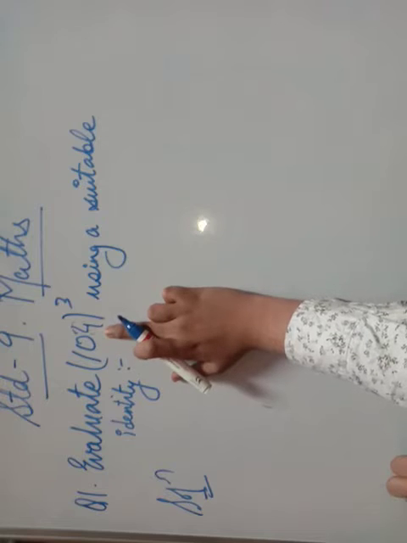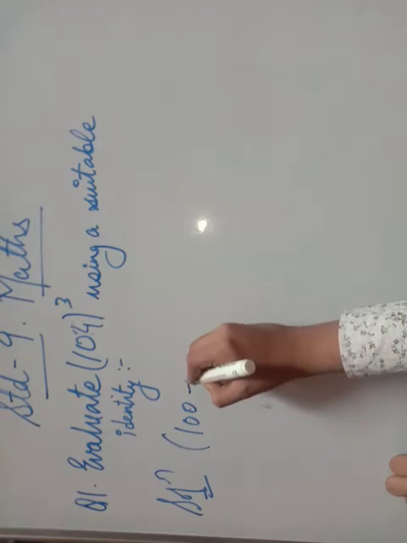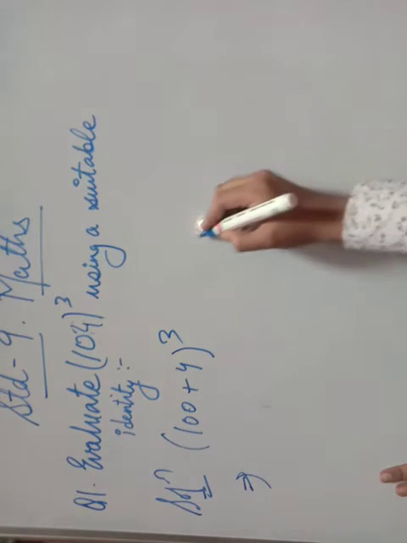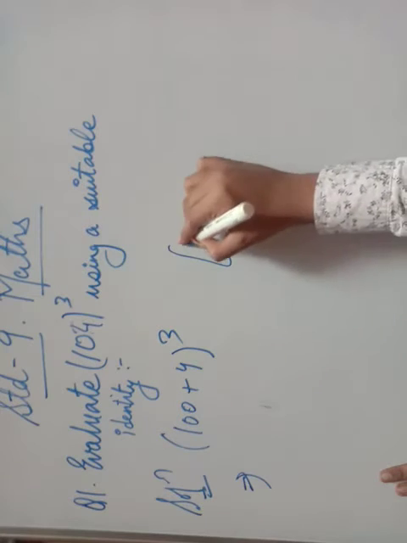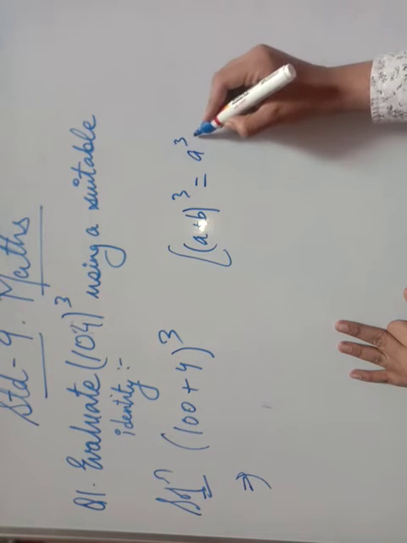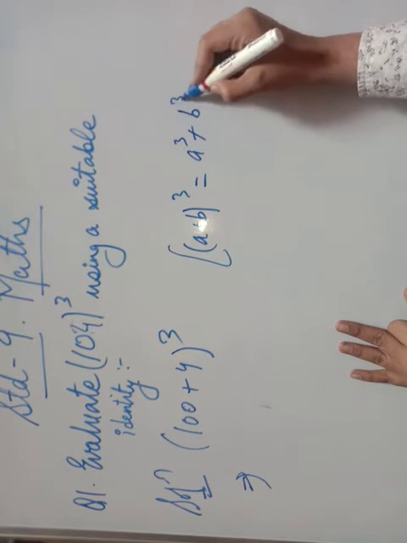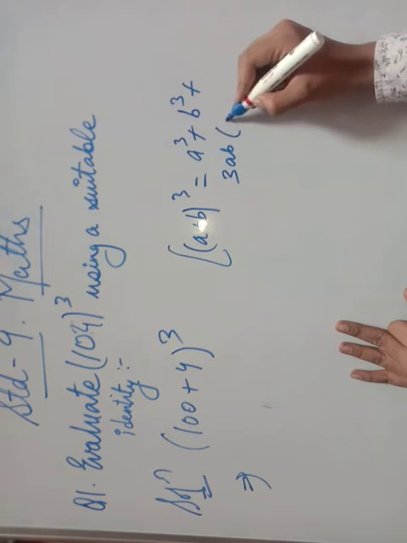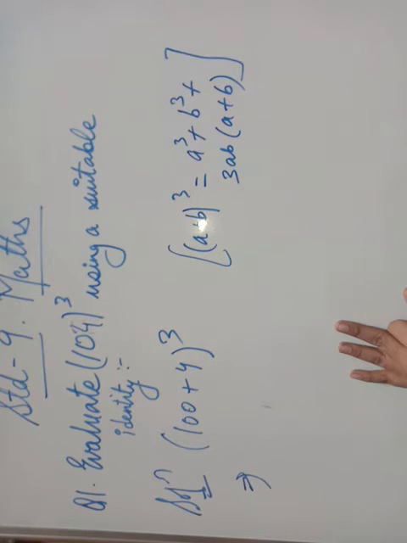We can break 104 cube as (100 plus 4) cube. And then we can apply the formula of (a plus b) whole cube. We can write that (a plus b) whole cube is equal to a cube plus b cube plus 3ab(a plus b). This is the formula of (a plus b) whole cube, and now we can evaluate.